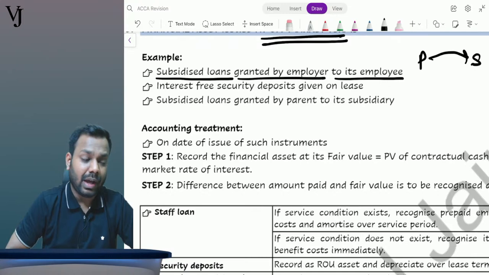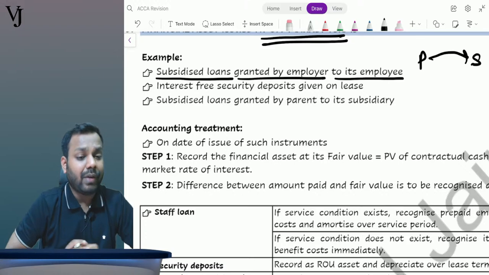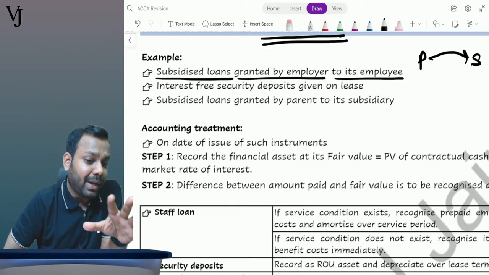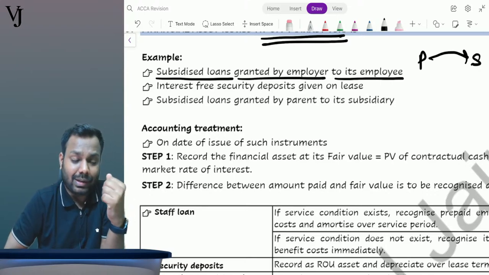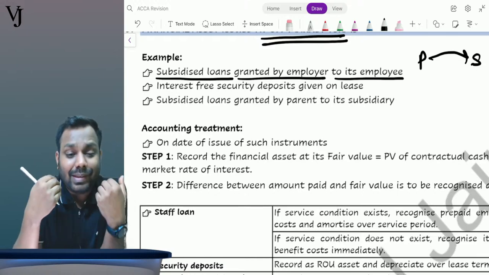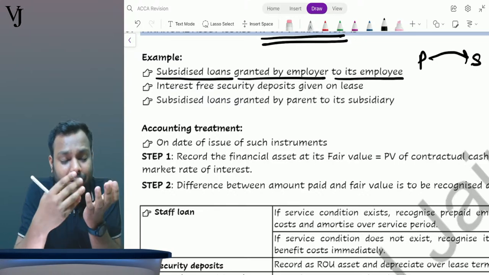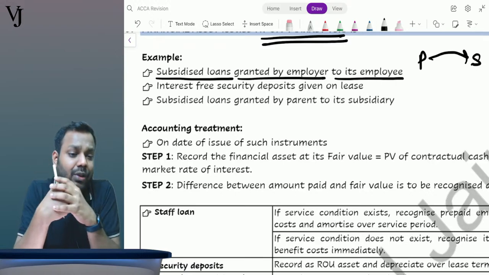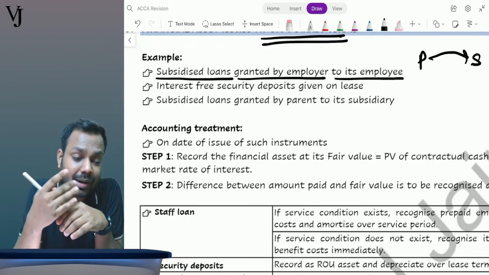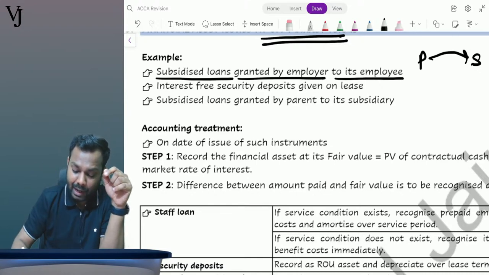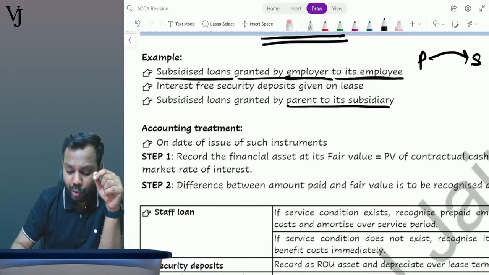Interest-free security deposits. Whenever we take any apartment, flat or office on rent, we have to give the security deposit, right? And that security deposit is refundable, but it is not interest bearing. Since I have given the security deposit to the landlord, that is an asset for us, and since I have a contractual right to receive it, it is a financial asset for us. Even though it is a financial asset, it is not interest bearing, and hence it becomes financial asset at off market terms. Subsidized loans given by employer to its employee, parent to its subsidiary.